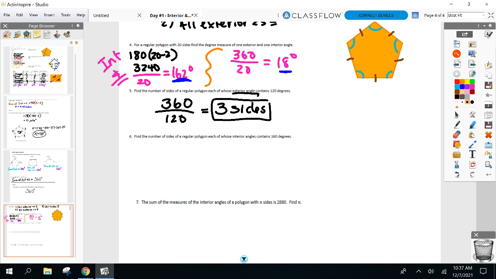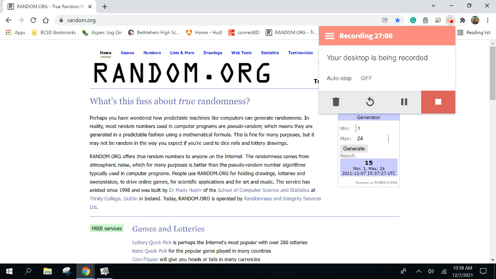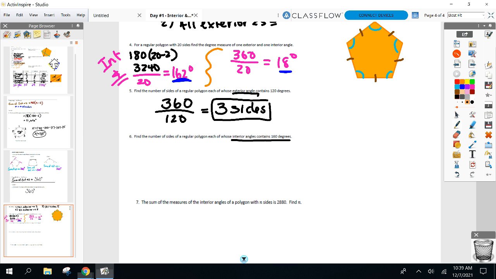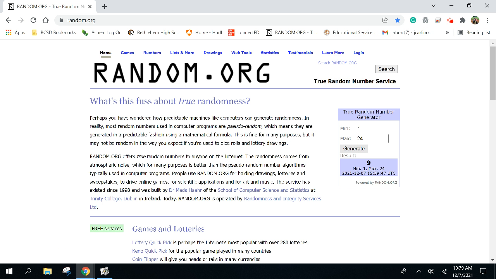All right, now let me challenge you even more. Instead of giving you the exterior, now the interior is 160. How many sides? Don't guess and check either. Talk it over in your group. There's different ways to approach this. If I give you the interior is 160, how do we get to the number of sides?